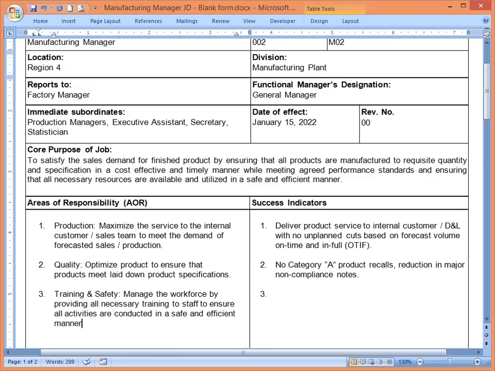We already have three AOR, so we need three success indicators as well. So we can say reduction in accidents to meet agreed targets, right? In health and safety.